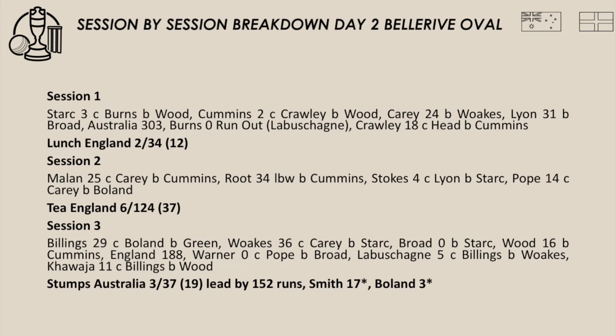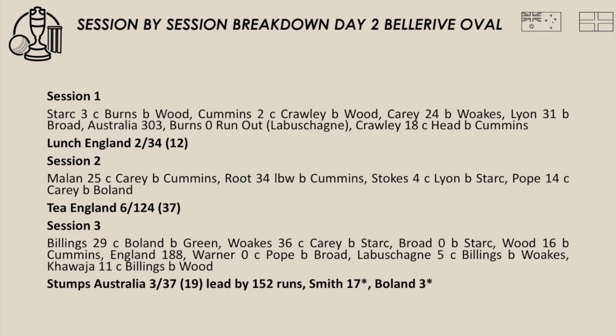Australia dismissed for 303. England lost 2 wickets before the lunch break. Burns was run out for a duck by Labuschagne, and Crawley was the last wicket to fall for England for 18. Caught Head, bowled Cummins. England at lunch were 2 for 34.